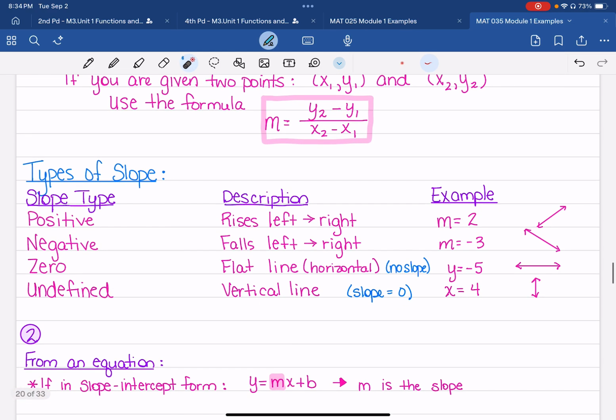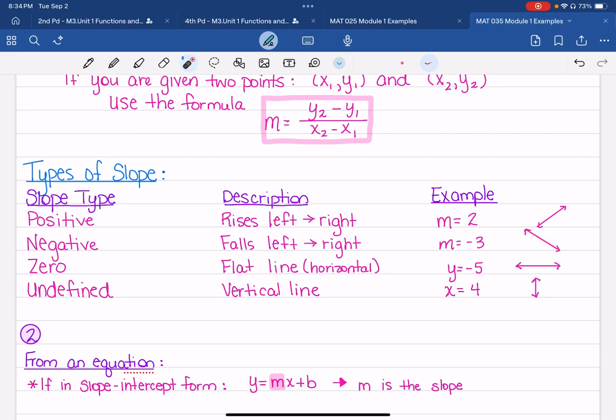There are a couple different types of slope. We talked about positive, negative. There could be zero slope. There could be an undefined slope. I'm sorry, let me get rid of those. Those got put on the wrong line. I'm so sorry. If you have a positive slope, that slope is going to go up from left to right. So that is rising. If you have a negative slope, that slope is going to fall. It's going to go down from left to right.